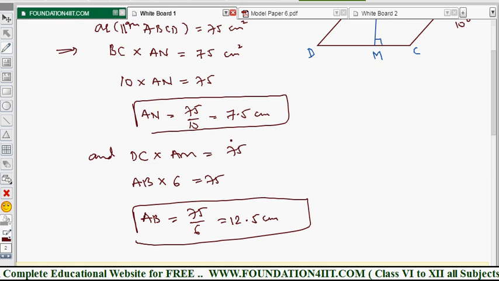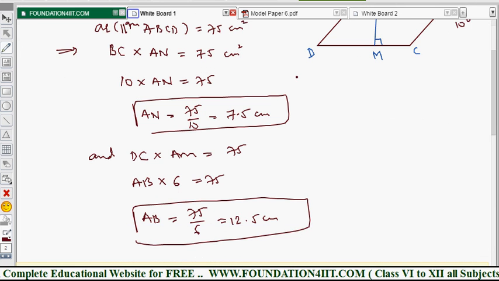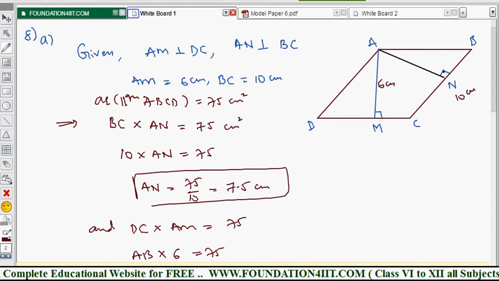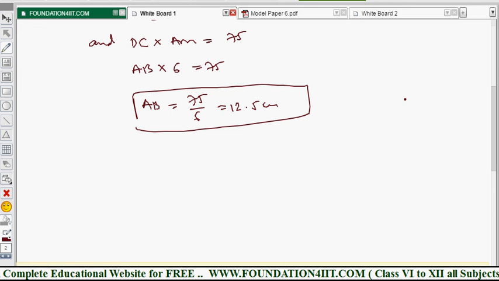These two are asked. And next is the area of ADM and the area of ANB. ADM area is this triangle area, and this triangle ANB. These two triangles' areas, the ratio you should find out. That means first of all you will prove both are similar. Then, if you prove the two triangles similar, you can use the ratio property.